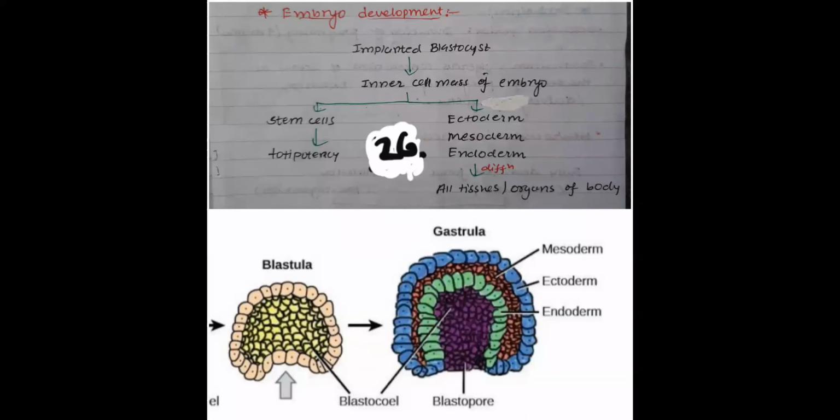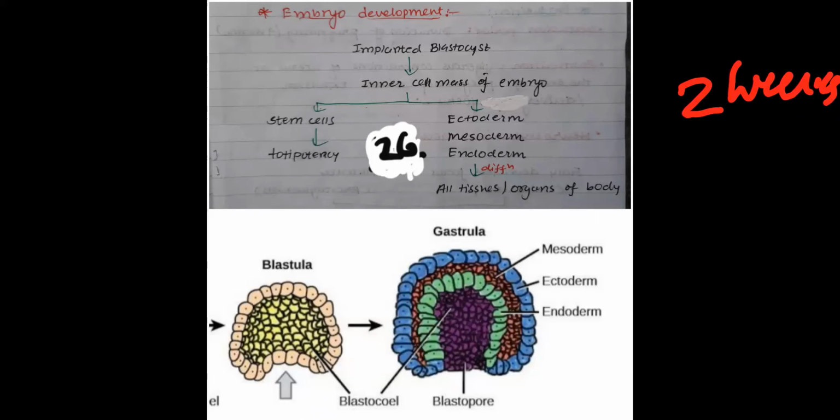Embryo development. See, pregnancy is considered to have started even before ovulation. So those 2 weeks before ovulation, since the first day of menstruation till the 14th day of this cycle when ovulation happened, are also added into the pregnancy.